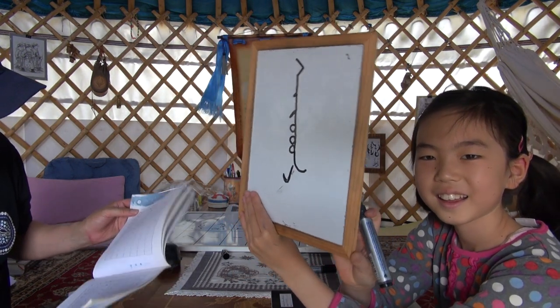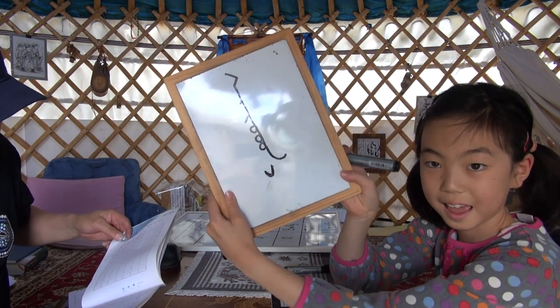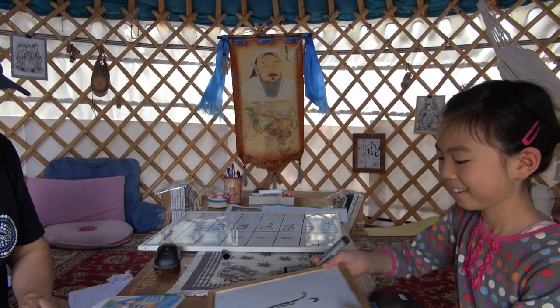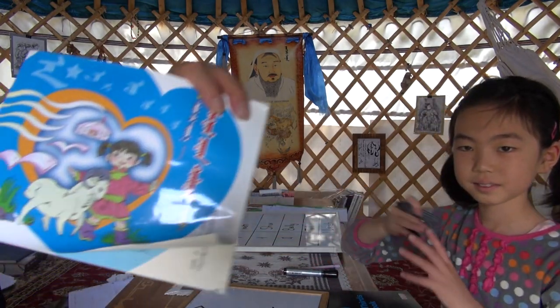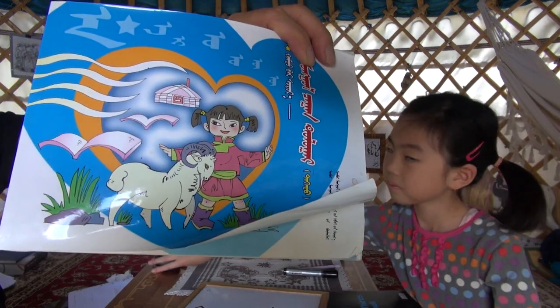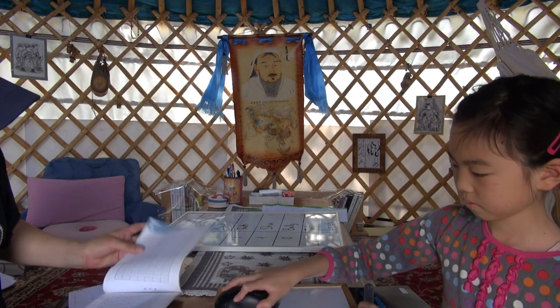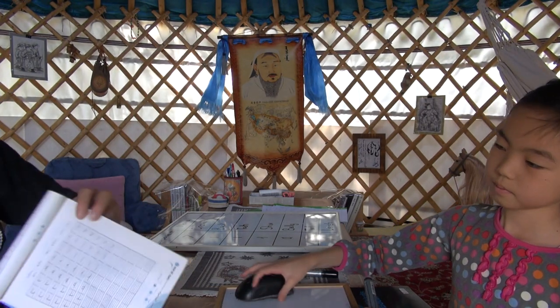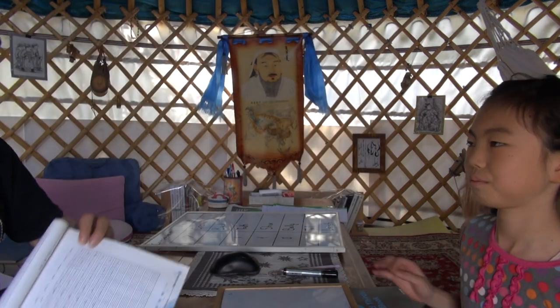Like that. It's not connected then. Not connected, like that. Here's a book for the kids. This is used in Inner Mongolia, so we can see how they do the practice. They just practice like this. There's an example.